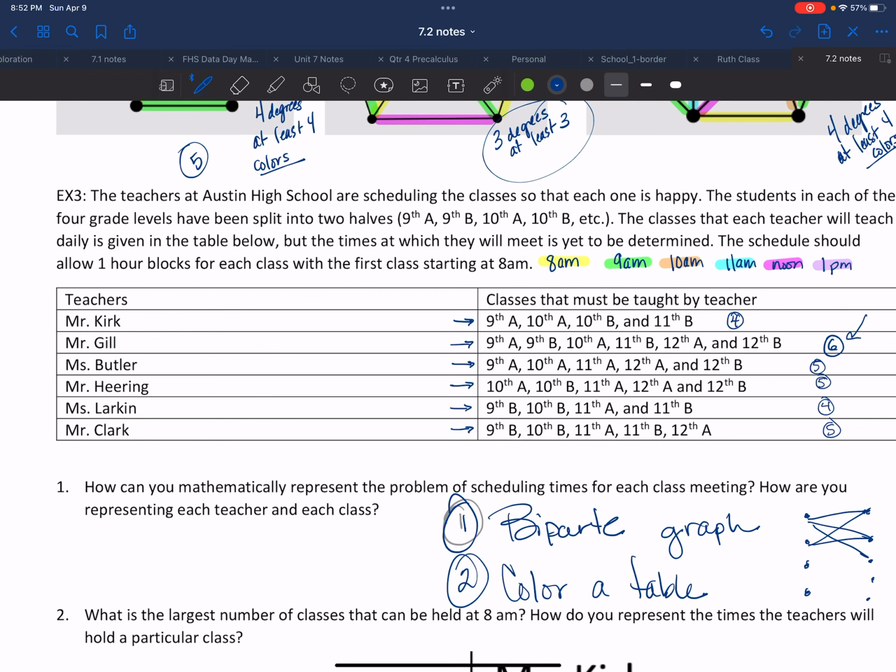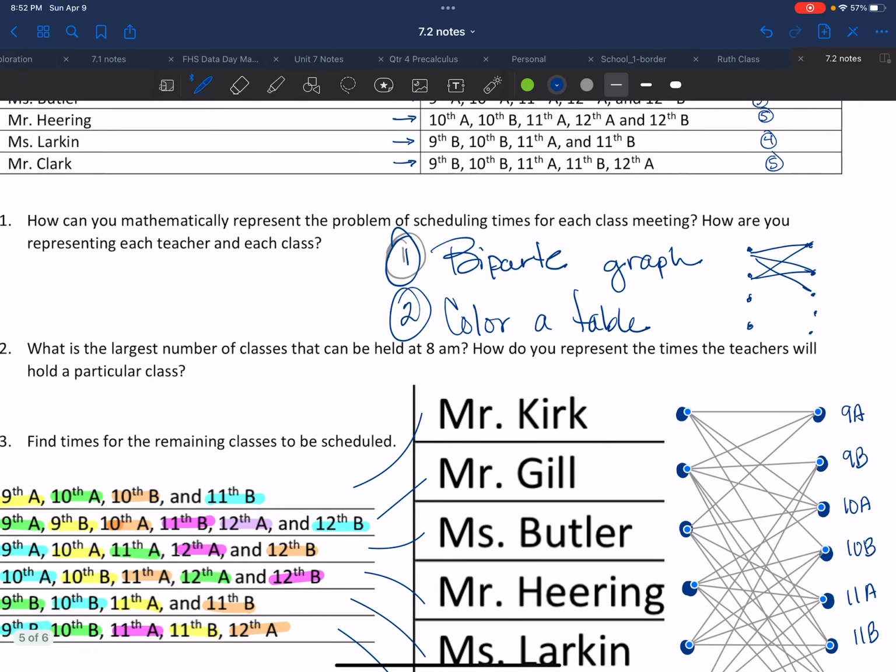All right, so here's what I've done. Down here I could say, okay, Mr. Kirk, he's going to do the 9A group, which means Mr. Gill has to pick a different group. So he's going to teach the 9B group. And then Miss Butler has to pick a different group, so she's going to do the 10A group.